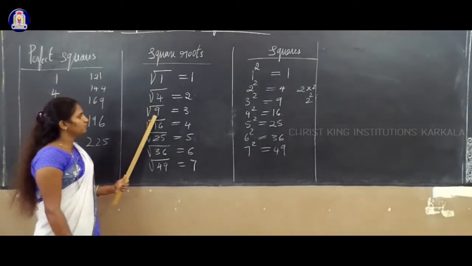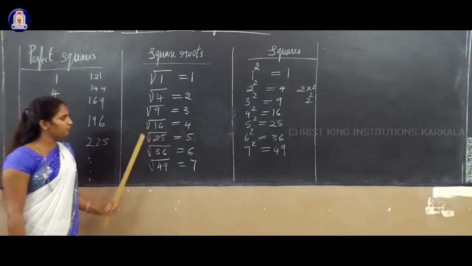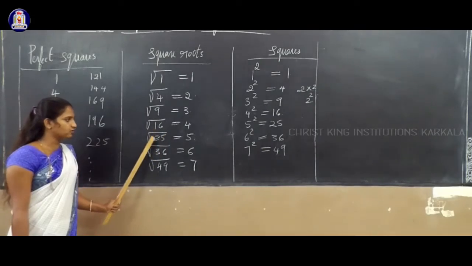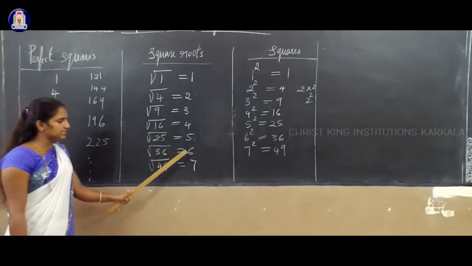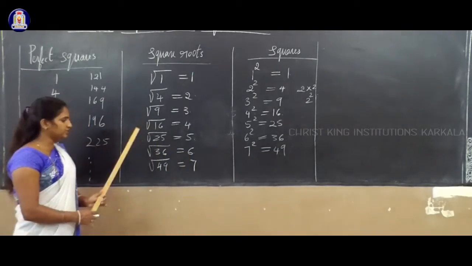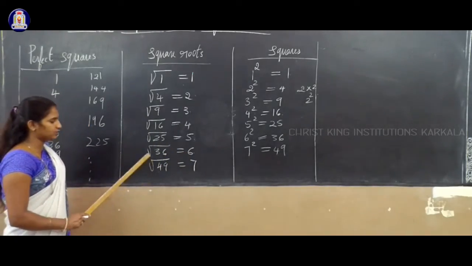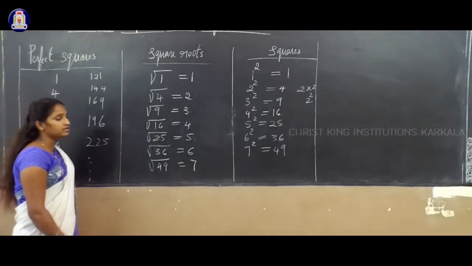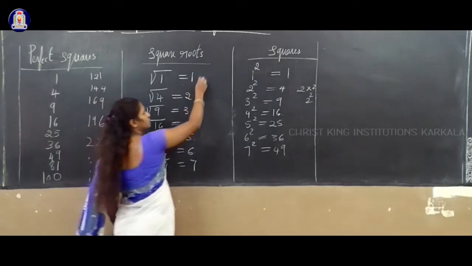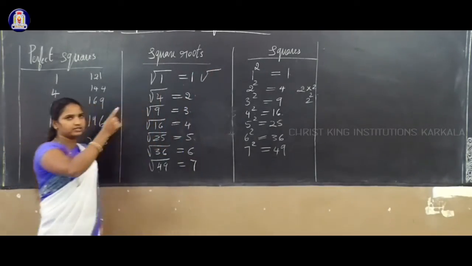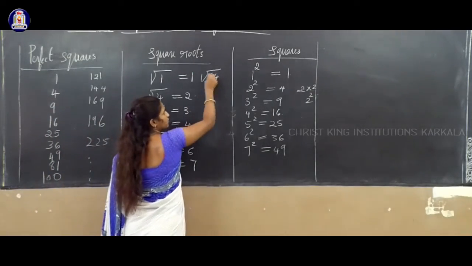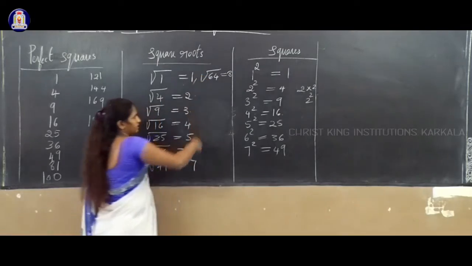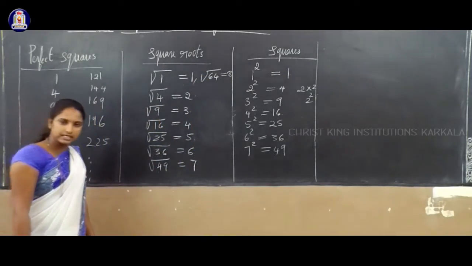See. Root 9 is 3. Root 16 is 4. 25 perfect, right? So root 25 is 5. Next root 36 is 6. Next number root 49. Square root of 49 is 7. Similarly you can write square root of 64. 8 8s are 64. So root 64 is 8. Clear? Root 64 is 8.